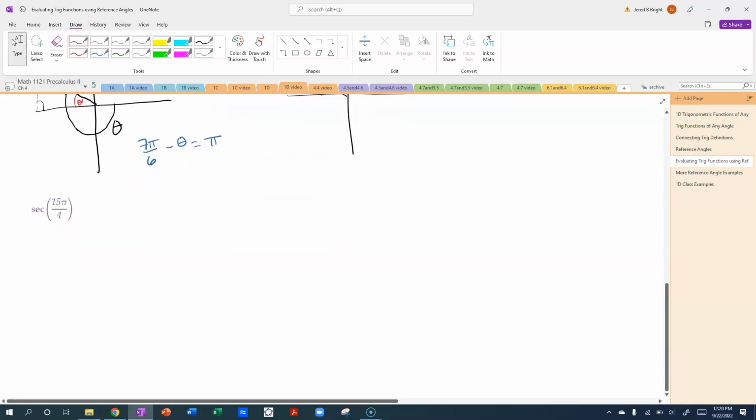Now the last one that I want you to try and then watch the solution is this next one, secant of 15 pi over 4. Resume the video when you're ready to see the solution.